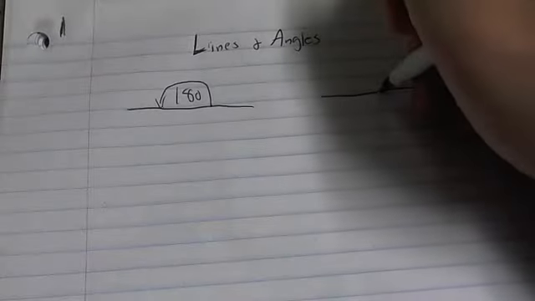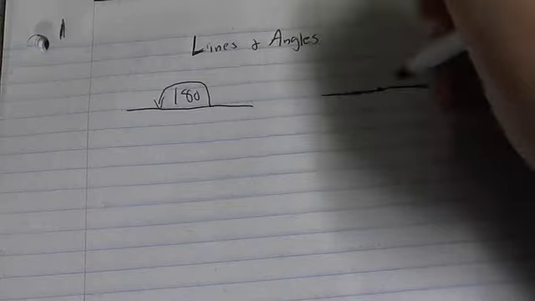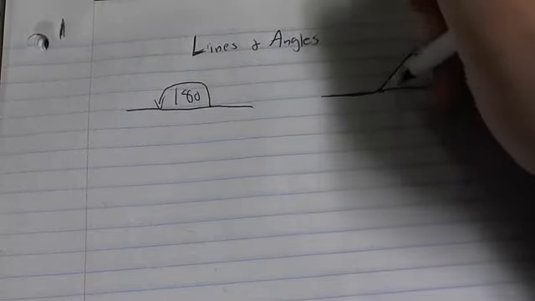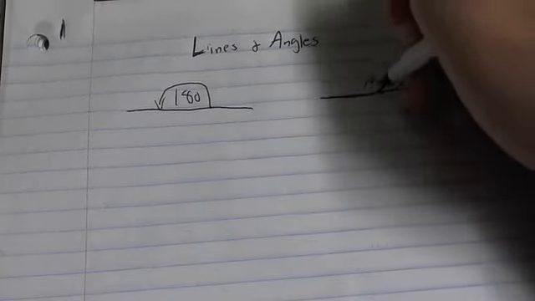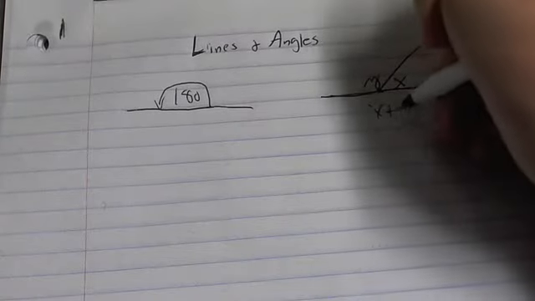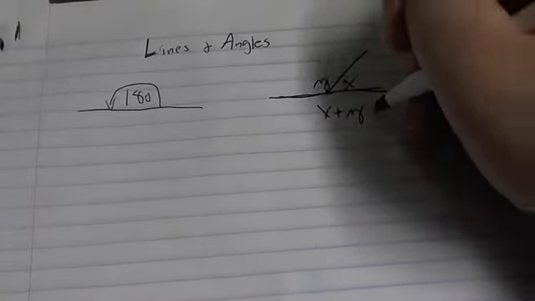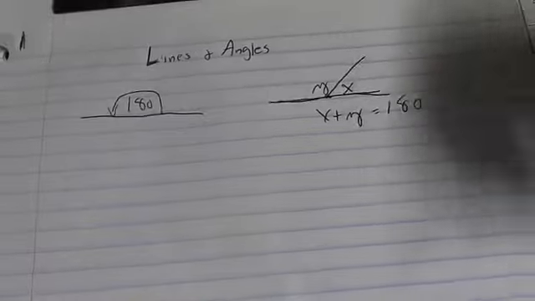So a line has 180 degrees. From one point, the point here, this angle and this one, so x plus y has to equal 180.